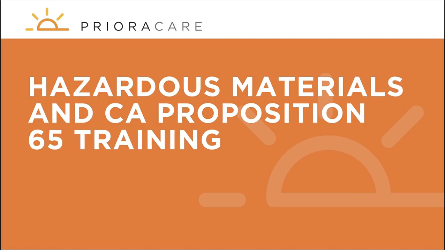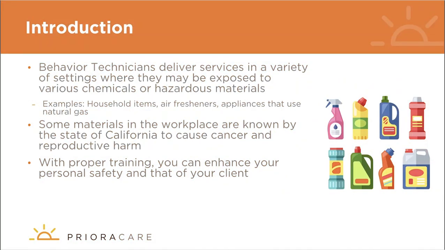Welcome to the Hazardous Materials and California Proposition 65 training. Behavior technicians deliver services in a variety of settings where they may be exposed to various chemicals or hazardous materials. Some examples of hazardous items may include common household items, air fresheners, or appliances that use natural gas.